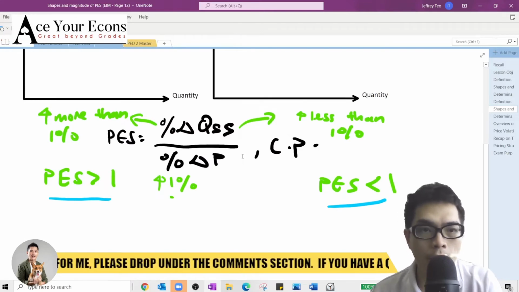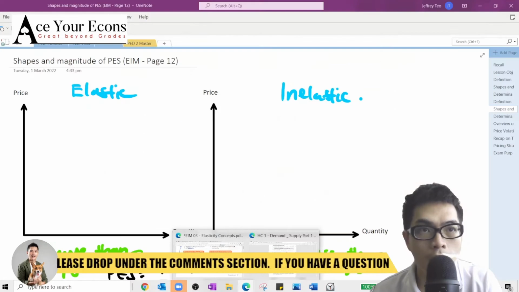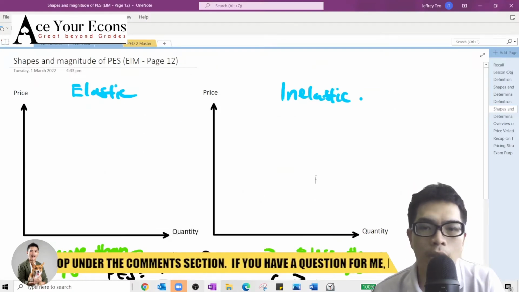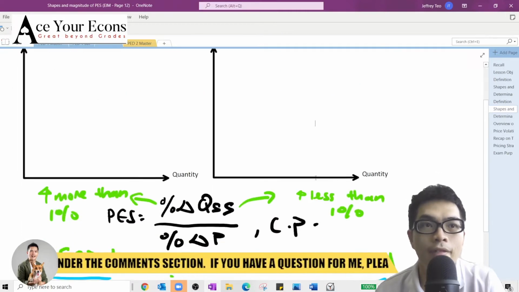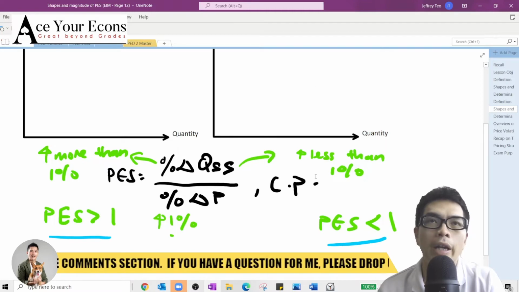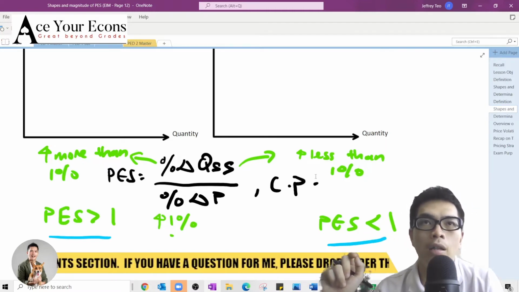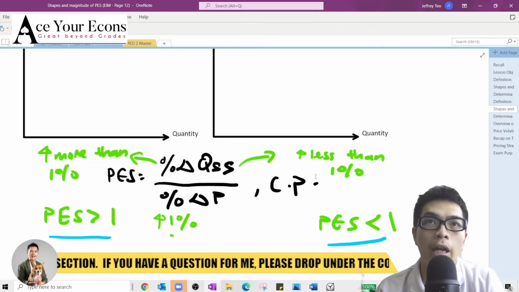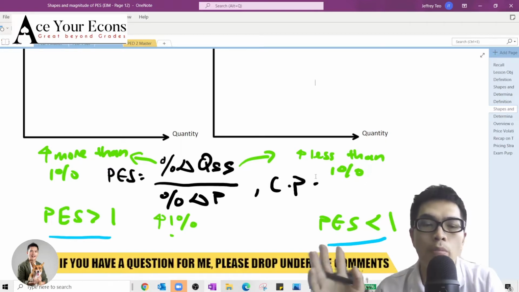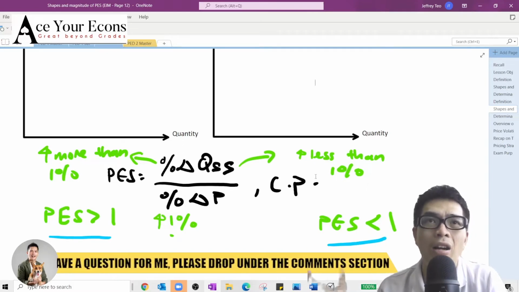Does anyone know why it is always positive? Why is it always positive? Law of supply, right? Your price and your quantity supplied are positively related. I covered this earlier on under the law of supply, so there's no need to mod them. Some of the students get confused and anyhow mod.